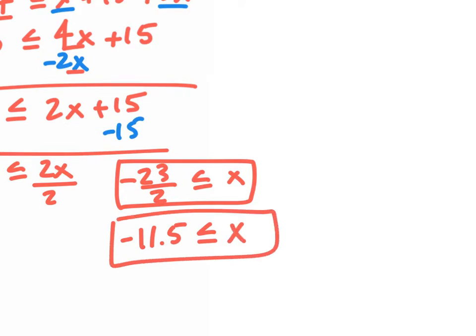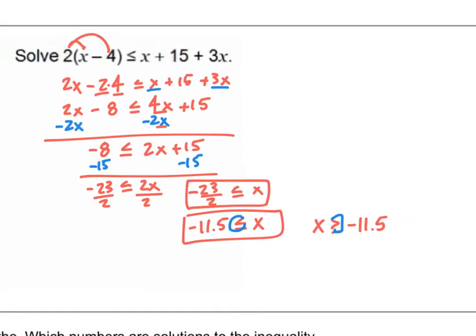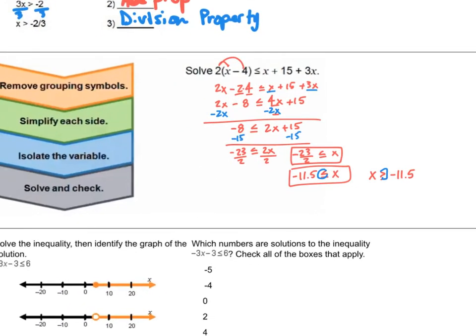Now, here's the thing. This is my inequality. I could also write this as x is greater than or equal to negative 11.5. And there's a reason why I do that. It's proper, and it helps me graph it. But what I want you to see is that the inequality symbol is still facing the x. So you do have to account for that when you switch them around. But it doesn't really matter exactly how you do that, just as long as you do it.